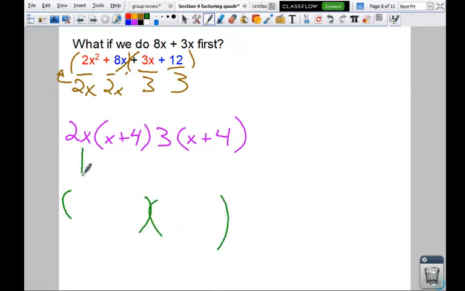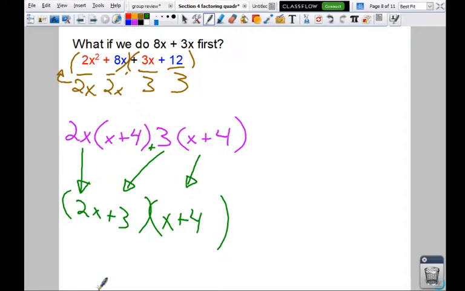My first parenthesis gets the pieces that I factored out: my 2x, and because this was a positive 3, I'm going to go plus 3. And then for my second parenthesis, I'm just going to take this last piece and go x plus 4. So we got the same answer, they just got flipped around from before, which doesn't actually matter.